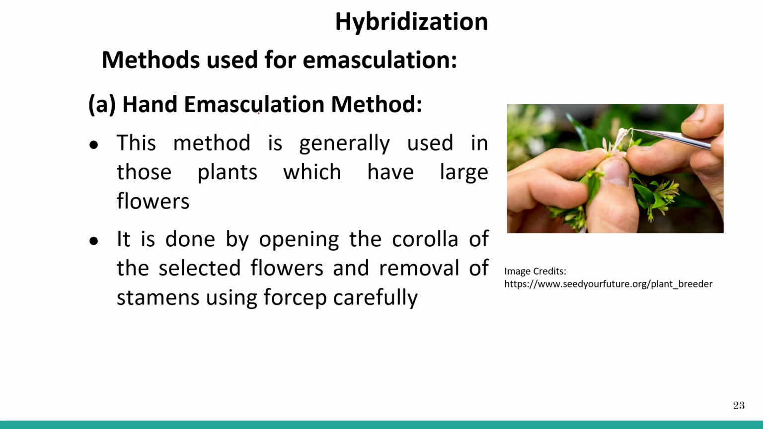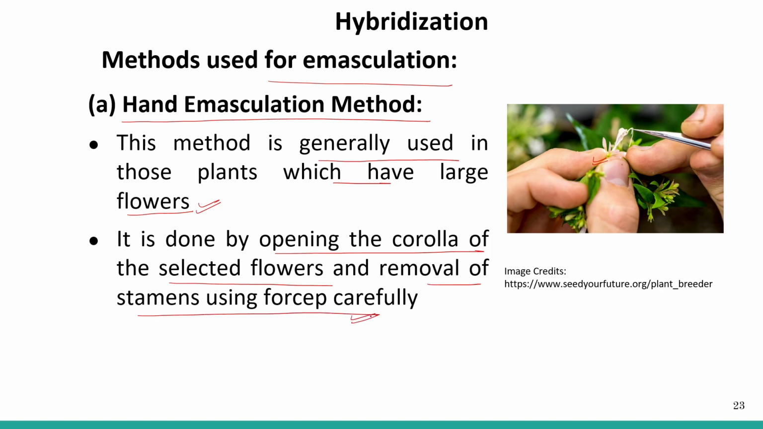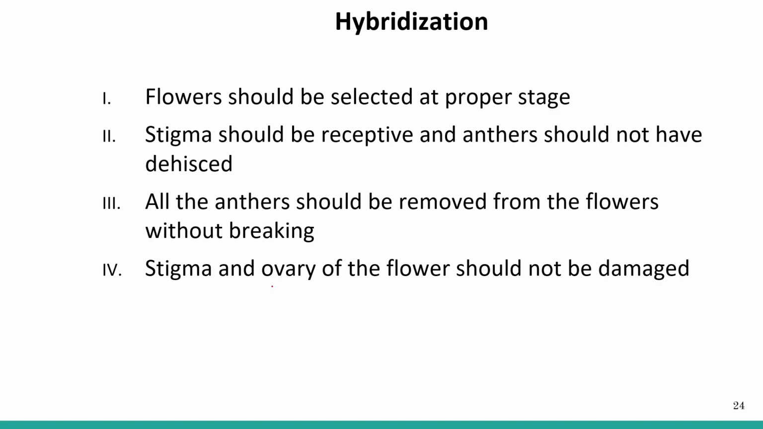So, hand emasculation. Now there are different methods of emasculation. The first one is the hand emasculation method. This method is generally used in those plants which have large flowers. With the help of forceps, we will take out the anther as shown in this figure. With the help of hand only and forceps. This is done by opening the corolla of the selected flowers and removing the stamens using the forceps carefully. That is why it is called the hand emasculation method.